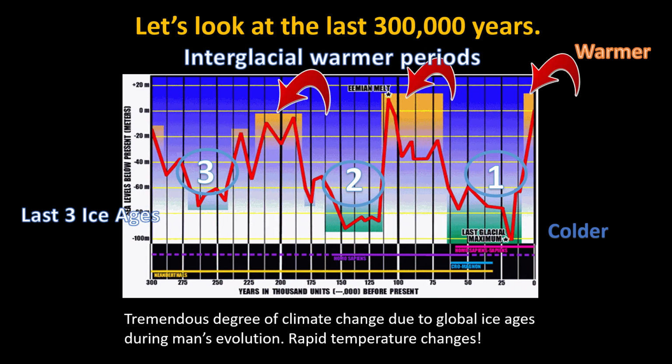Let's look at the last 300,000 years. The diagram shows that there were 3 ice ages followed by 3 interglacial warmer periods. A tremendous degree of climate change occurred during man's evolution. Rapid temperature changes as well as sea level changes. During ice ages, the sea level drops, and conversely during interglacial periods, the sea level rises.